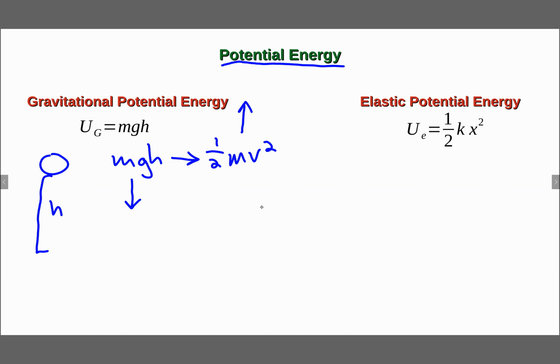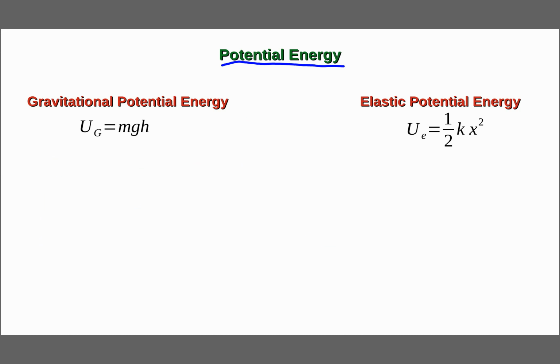But then once it's on the ground, I can always change its potential energy again by picking it up, can't I? I can raise it back up, h. Okay? And then I'm adding to the gravitational potential energy by giving it energy from my body, from my muscles. The other main kind of potential energy that we'll be concerned with is elastic potential energy. And remember, an elastic object is one that will return to its original shape after some small deformation.